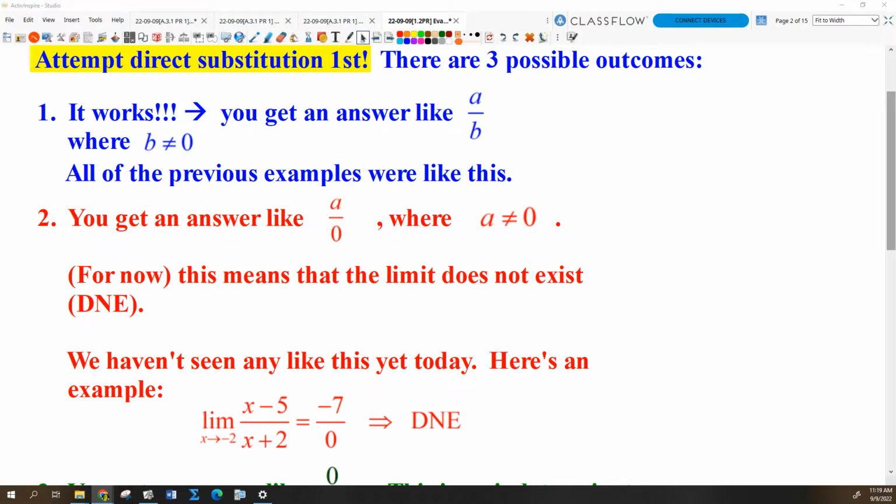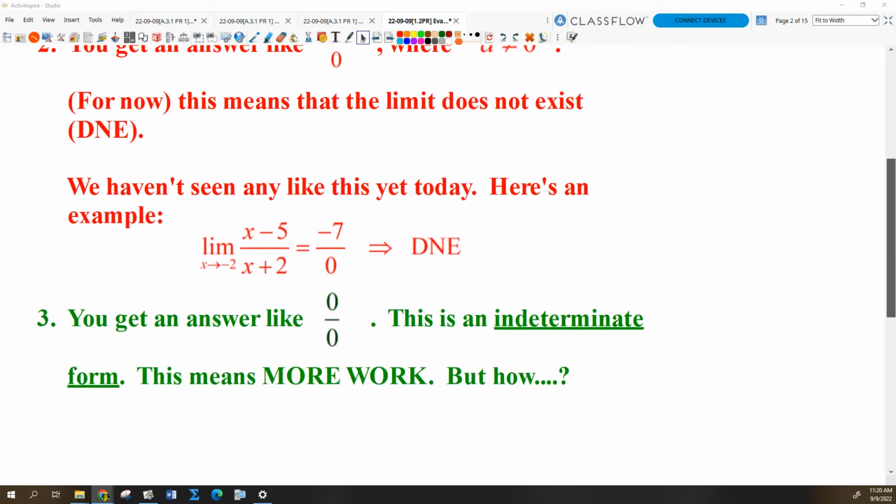I'm done. That's it. The other thing that could happen is I could get an answer in the form some real number divided by 0. And we're done. That means the limit doesn't exist, and we're done for now. We'll get a little more specific very, very soon. So those are simple. Type 1 and type 2, really simple. You're done with the problem, move on to the next one.